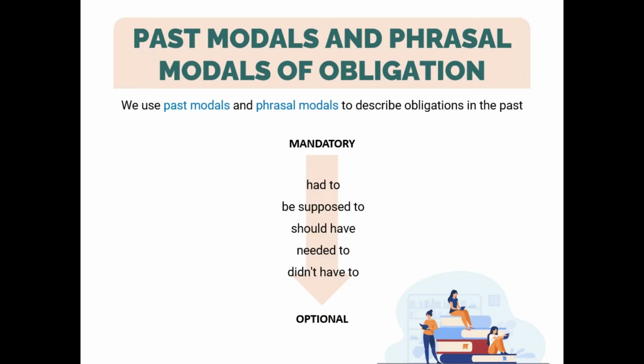As you know, mandatory is something that must be done because it is a rule or a law. On the other hand, optional is the opposite. It is left to one's choice, not required nor mandatory.